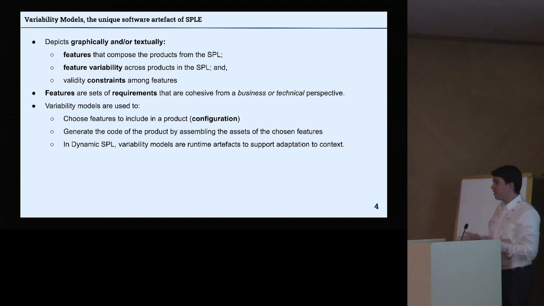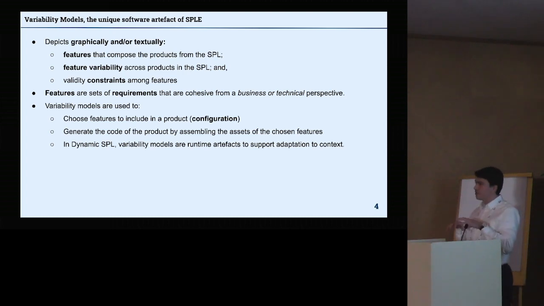And we use these models for three main tasks. One is for configuration, finding out valid collections of features for systems we want to create. We want to be able to generate the code of these systems as much as possible from the reusable assets we have. And finally, in dynamic contexts, we can use the models as a sort of decision model for systems that can reconfigure themselves at runtime. So these are the main three things that we do with these artifacts.